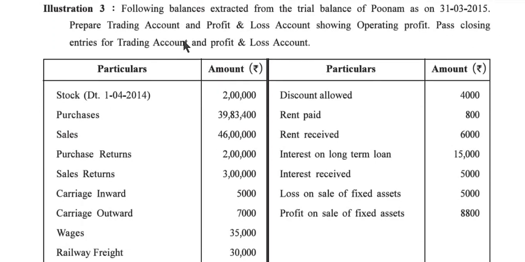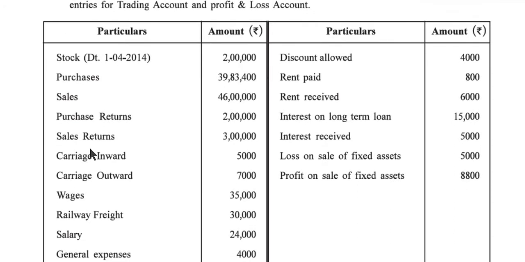Now illustration number 3. The following balances are extracted from the trial balance of Poonam on 31st March 2015. Prepare trading account and profit and loss account showing operating profit, and pass closing entries for trading account and profit and loss account. First of all, on the debit side we write stock dated 1/4/2014, the opening stock, 2 lakh. Purchases 39,83,400. Sales 46 lakh. Purchase return 2 lakh. Sales return 3 lakh. Carriage inward 5,000.